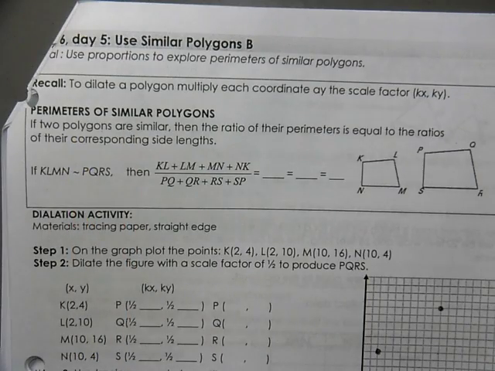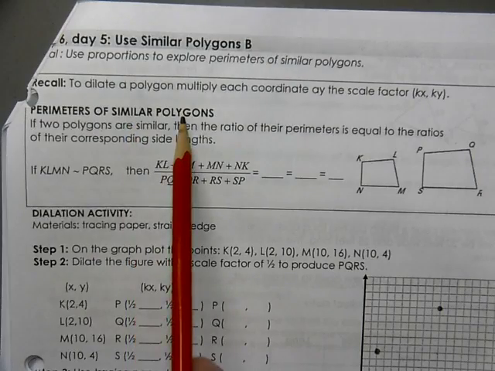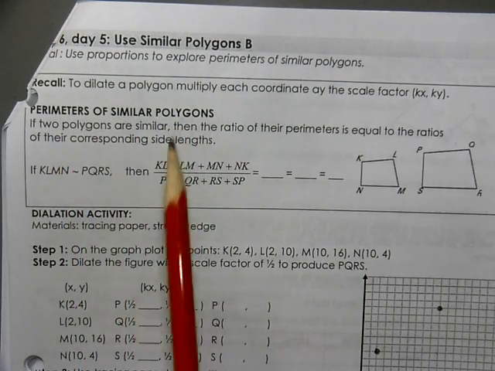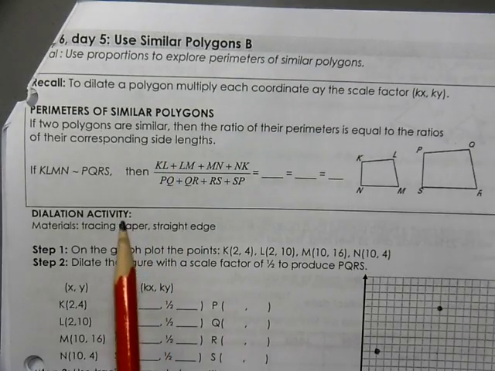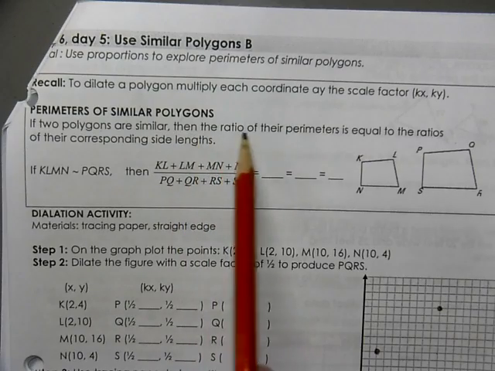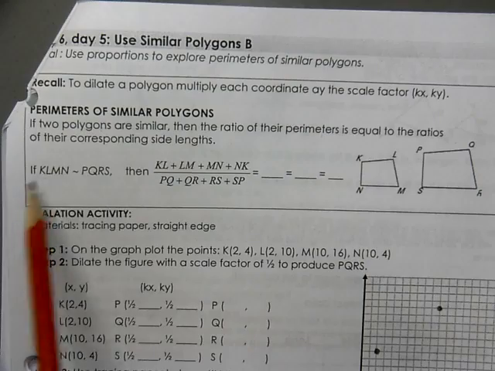What we're also going to talk about today is that the perimeters of similar polygons will follow that same scale factor as the sides do. So what this says is if two polygons are similar, then the ratio of their perimeters is equal to the ratio of the corresponding side lengths.